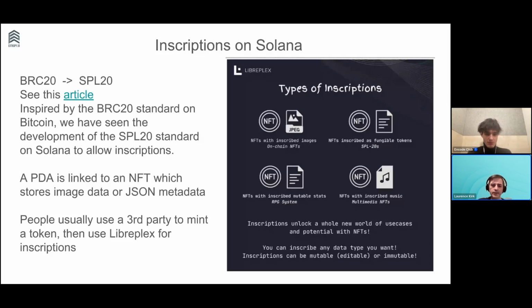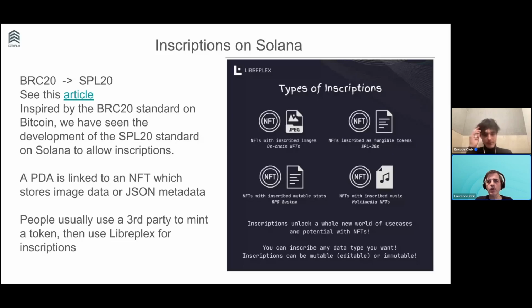So one extra feature about this is another thing that we got from Bitcoin. Bitcoin introduced a standard called the BRC20 standard. This was invented like a token standard, for the inscriptions, for the ordinals that we had on Bitcoin. And then that was brought over. And so on Solana, we have the SPL20 standard. So we have that idea.